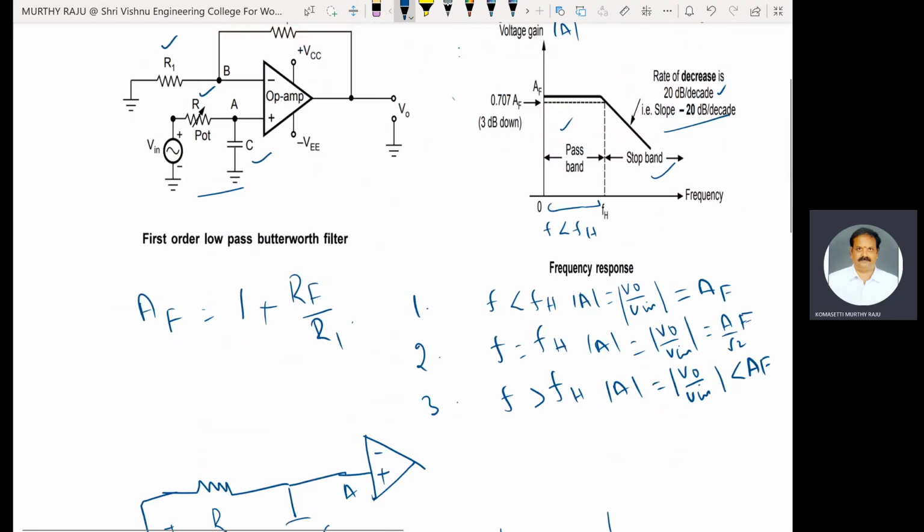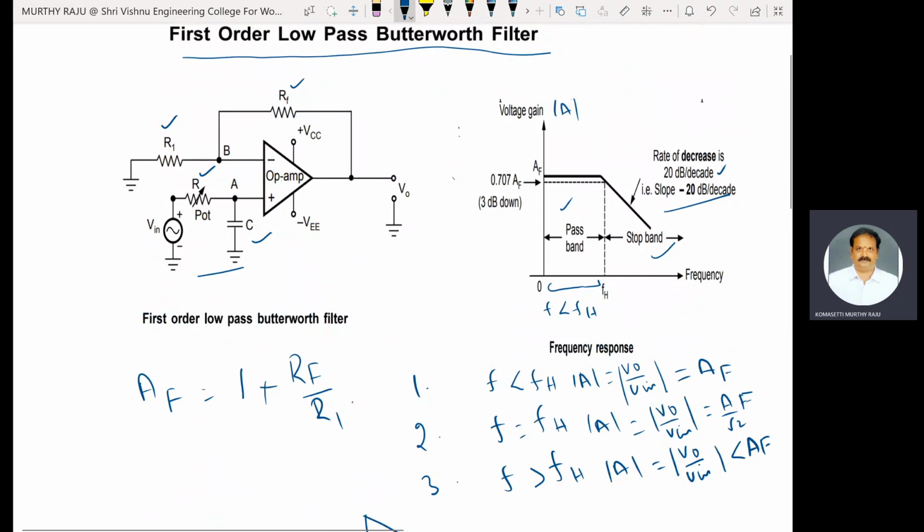In this diagram, according to the virtual ground concept, VID is equal to 0. VID equal to 0 means the difference between these two voltages is 0. VA minus VB is equal to 0. Therefore, VA is equal to VB.